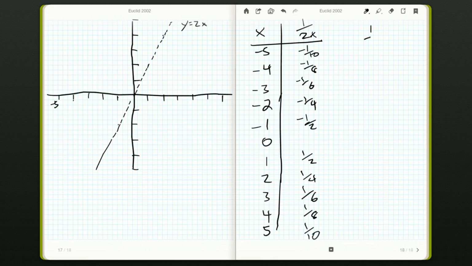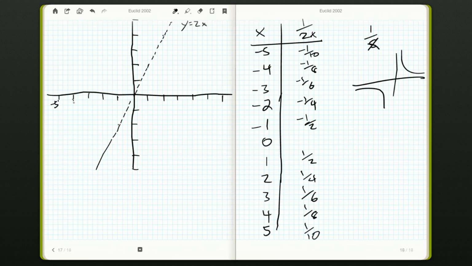When I look at this function, it reminds me of the graph of 1 over x, and that looks like this. Now we're going to have 1/10, 1/8 is a little better than 1/6. All of these are too far out. There we go. So now those aren't getting in the way. So 1/10, 1/8, 1/6, 1/4, 1/2.